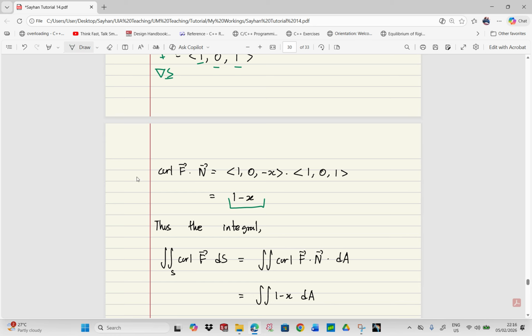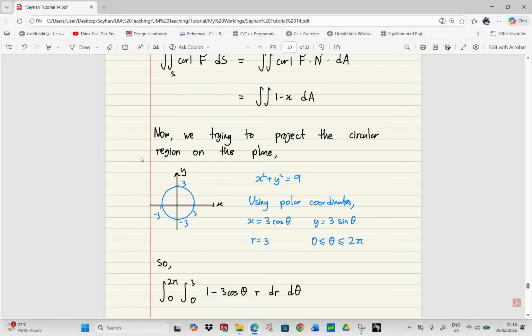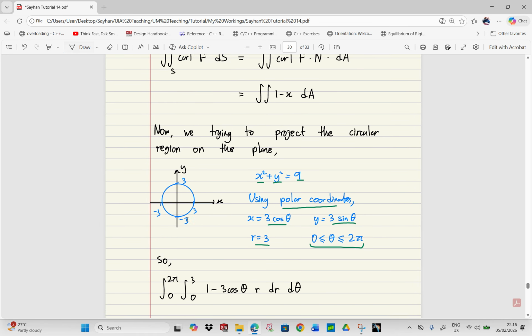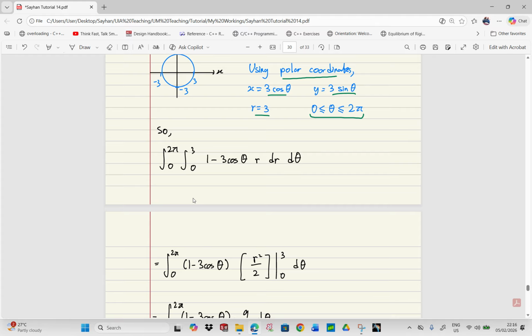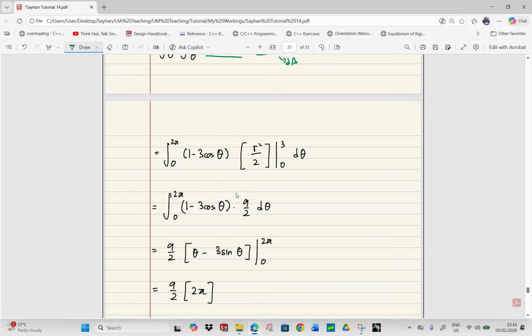Once we find 1 minus x, now we project onto the circular region of the plane, just like question 7. Our x squared plus y squared equals 9. We're using polar coordinates, so x is 3 cosine theta, y is 3 sine theta, r is 3, and theta is between 0 and 2 pi. Once we put in the limits, r dr d theta replaces dA. Then we integrate with respect to r, and we get a constant 9 over 2.